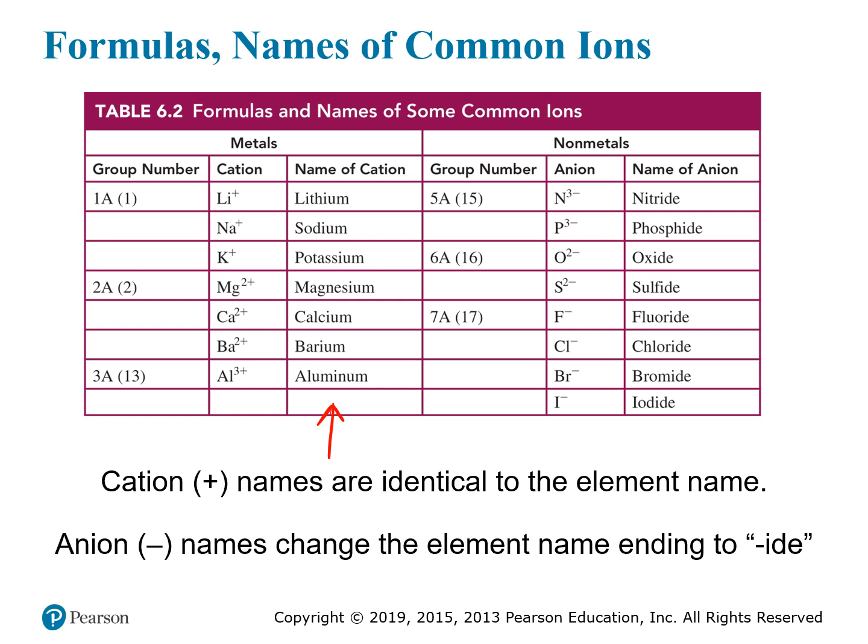For the nonmetals, it's a little bit more difficult, but you just take the first syllable from the element name, and then you add IDE to the end. So nitrogen becomes nitride, phosphorus becomes phosphide, oxygen becomes oxide, then you have sulfide, fluoride, chloride, bromide, iodide. Okay, so the IDE ending is tacked on to the name of a nonmetal to make the negative anion.